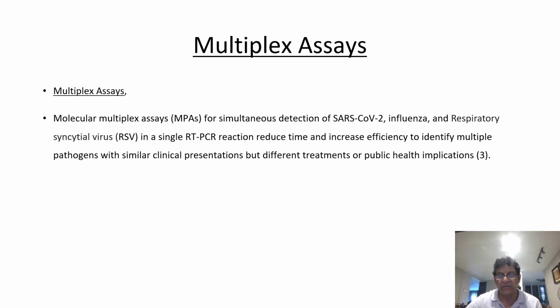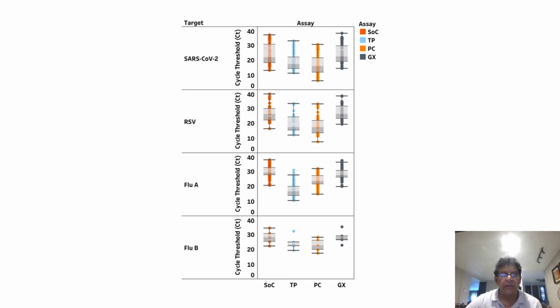Another combined technique is multiple assays, where we simultaneously detect SARS virus, influenza, and respiratory syncytial virus in a single PCR reaction to reduce time and increase efficacy, to identify multiple pathogens in similar clinical presentations but with different treatment or public health implications. Here's a sample of multiple assays. We are targeting SARS, RSV, influenza A, and influenza B all simultaneously, so that we have a shortened period of time and multiple tests done at the same time.